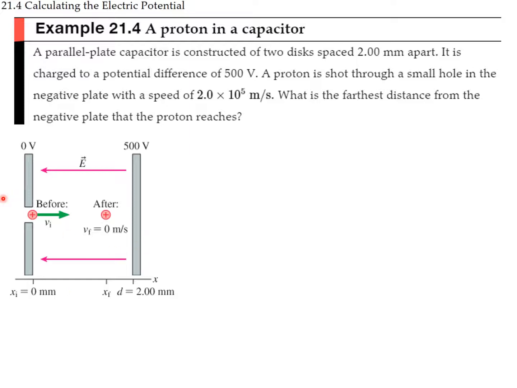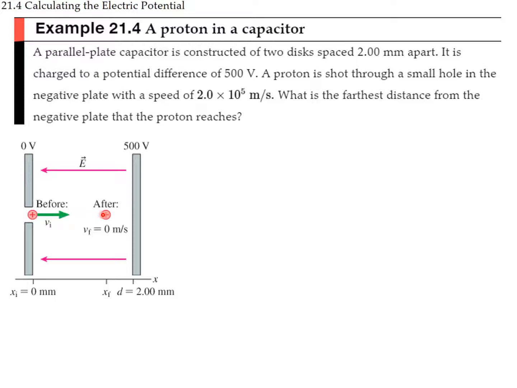A proton is shot through an opening here with a given speed, 2 times 10 to the 5th meters per second. And what is the farthest distance from the negative plate that the proton reaches? Well, we have to understand something here. This guy, being positive, doesn't want to move away from the negative charges, and is being forced to move towards the positive charges because of the velocity that it has. But it will slow down until it reaches a stop.